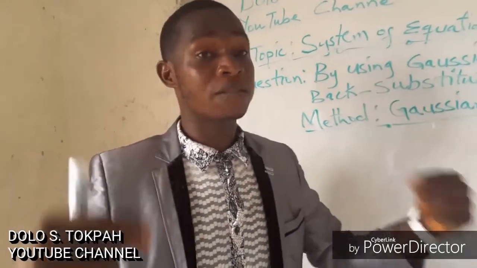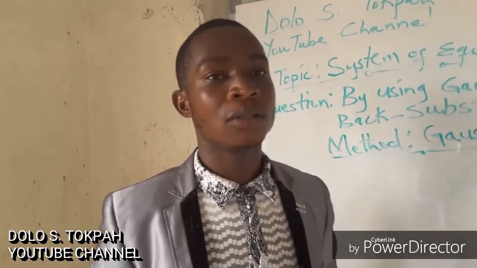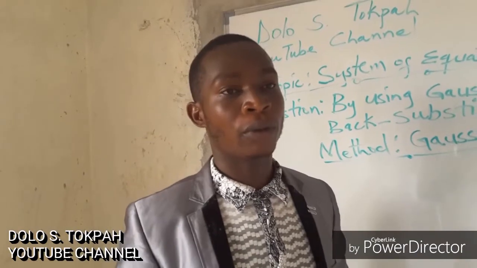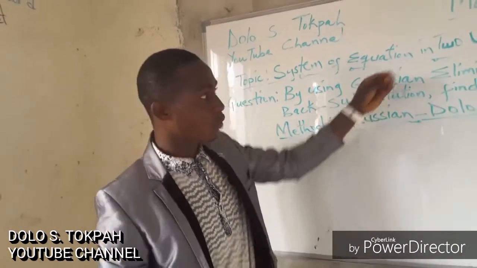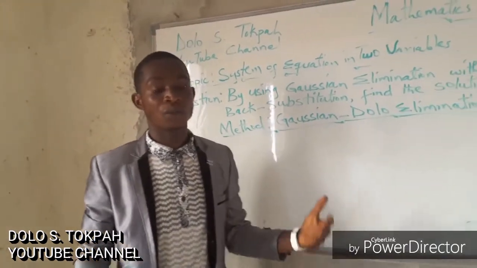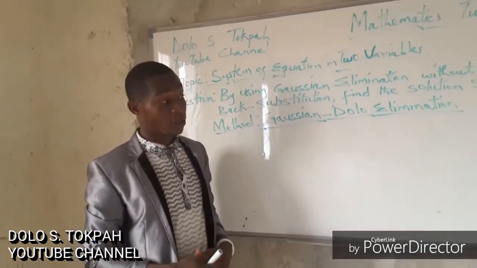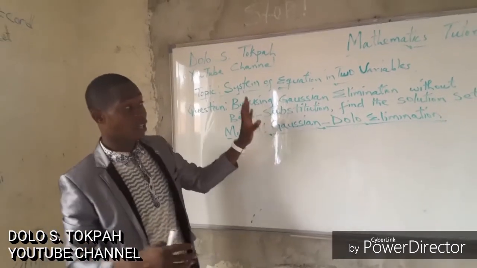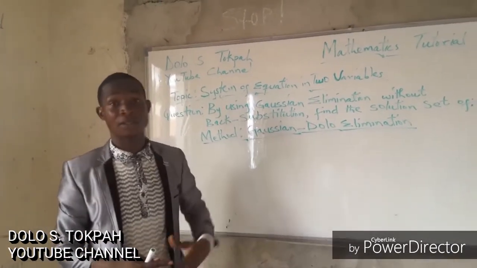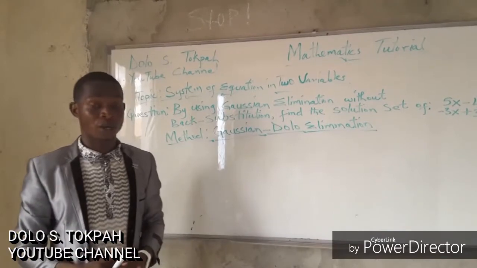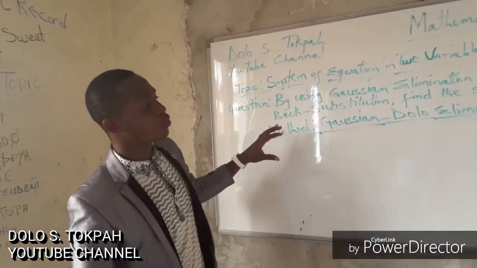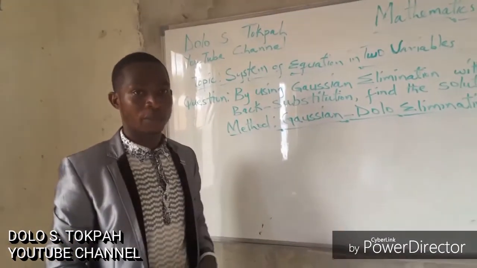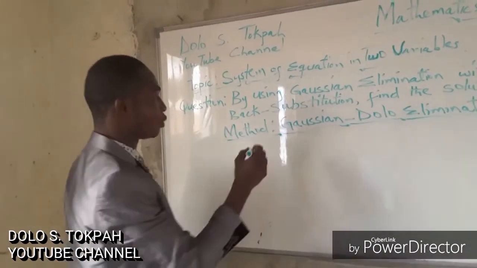You can also use this method in any given problem where you are asked to find two variables, like any linear equation in two variables or system of equations in two variables. There are several methods I can use to solve this problem, and this is the method that I have introduced to the world. I'm going to use it right now. So since we are using the Gaussian-Dolo elimination, we come to our solution.